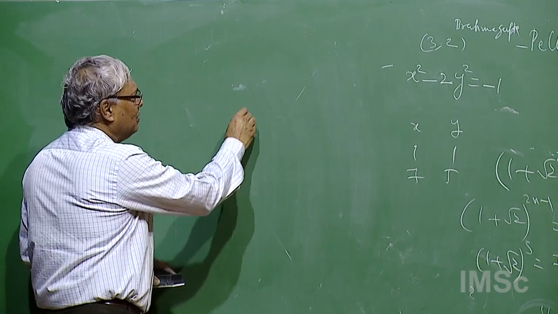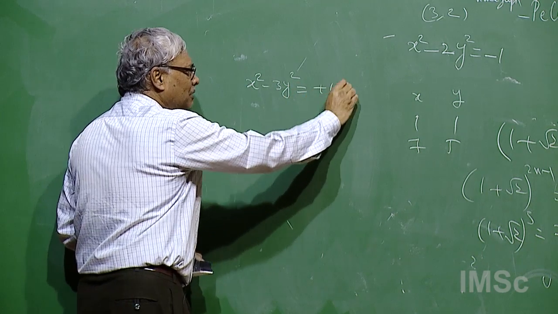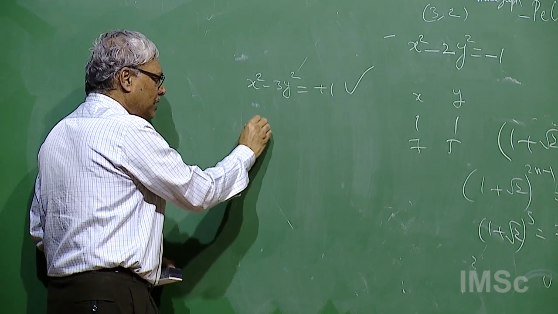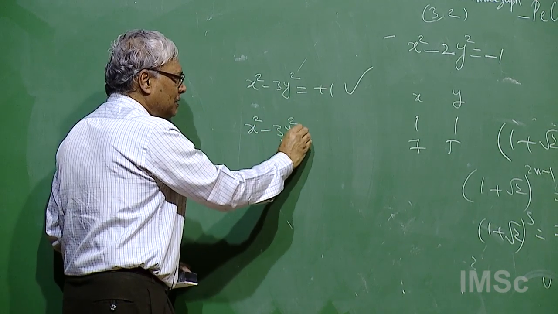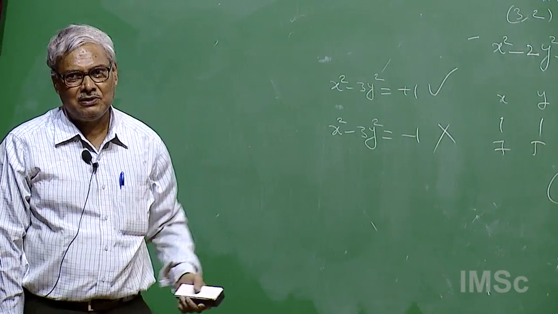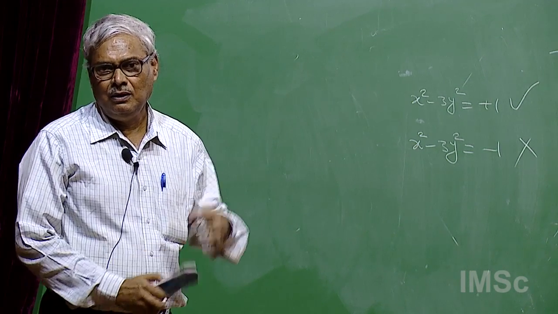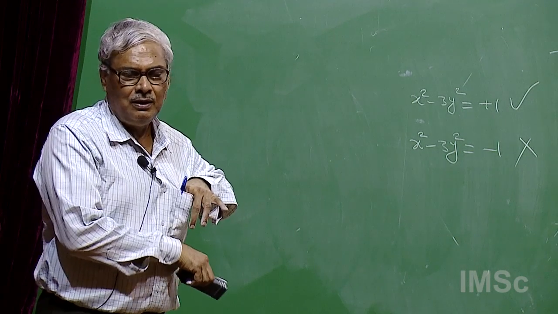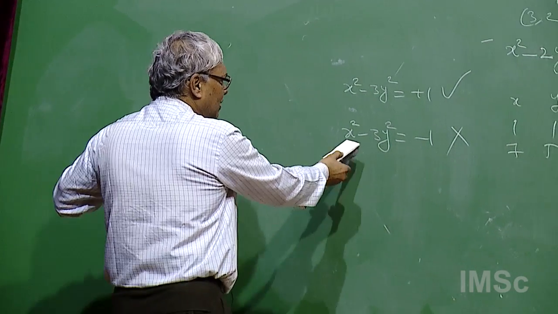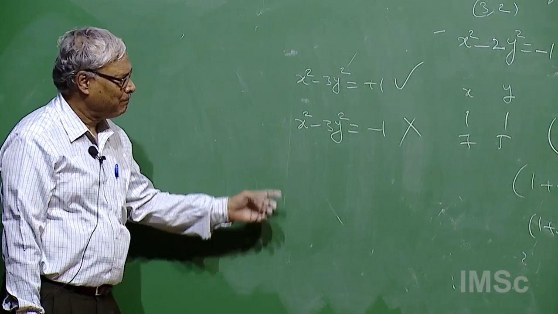On the other hand, while x squared minus 3y squared equal to plus 1 will have solutions, it's not difficult to prove that x squared minus 3y squared equal to minus 1 has no solutions. So just like in the first degree case, we saw that 6x minus 4y equal to 5 had no solutions, similarly, not all such equations work, even though this is not a square, you cannot take minus 1 here.